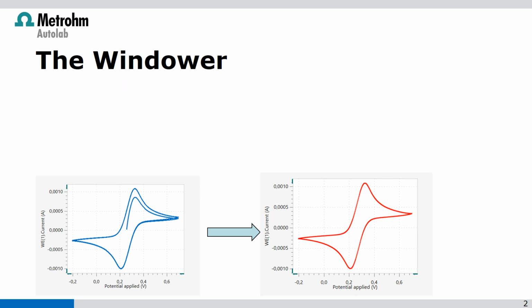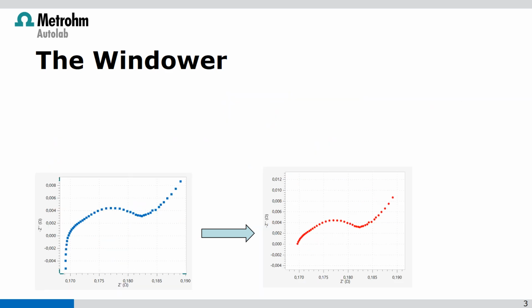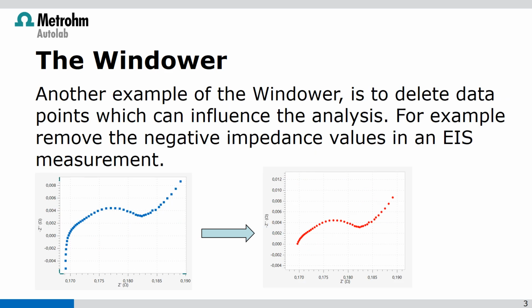The windower is a command which can be used to narrow down from a complete dataset to the data which you are interested in. For example, in multiple CV scans, to extract only the last scan. Another example of the windower is to delete data points which can influence the analysis, for example, removing the negative impedance values in an impedance measurement.